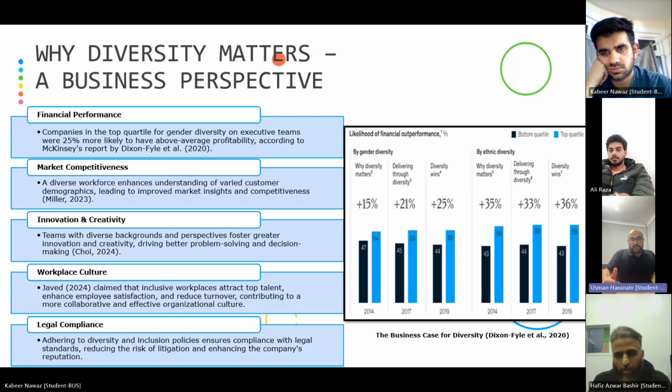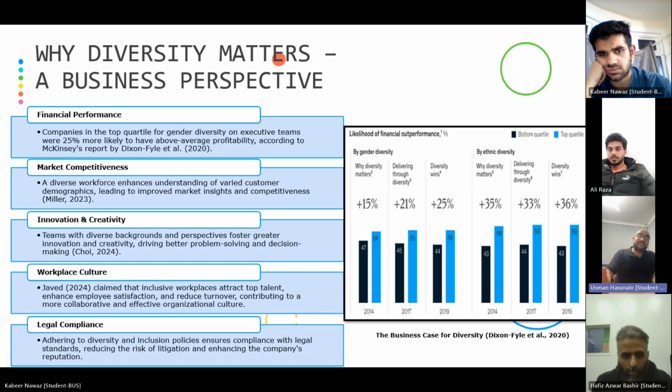Next, market competitiveness is enhanced through a diverse workforce, which brings broader insight into various customer demographics. This helps companies tailor their products, services, and marketing strategies to meet diverse consumer needs more effectively. Innovation and creativity also play a vital role. When teams are made up of individuals from different backgrounds, race, and perspectives, they tend to be more creative and capable of solving complex problems because of their experiences. Diversity fuels fresh ideas and encourages innovation through collaboration.